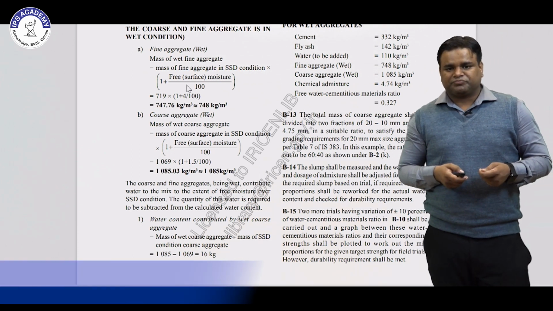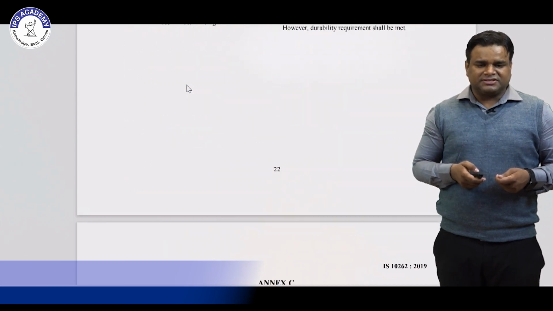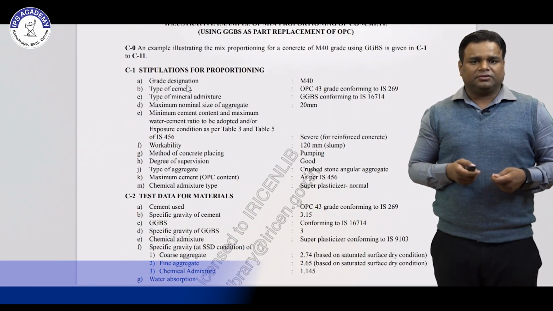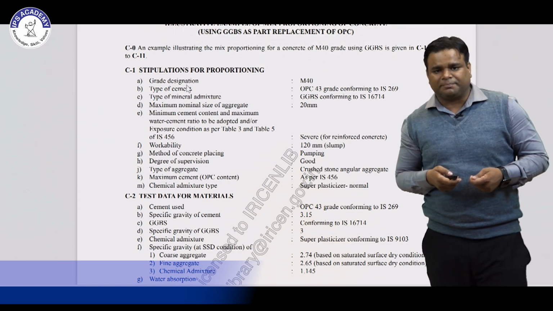So this is for the fly ash content. In the next lecture we will see the next example using GGBS as a partial replacement of OPC.